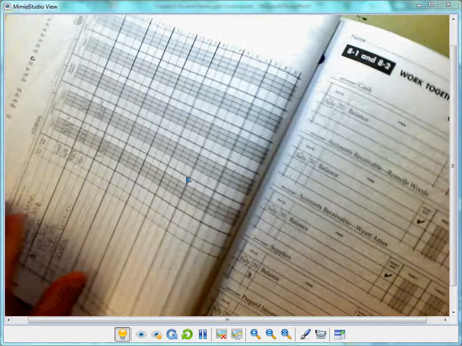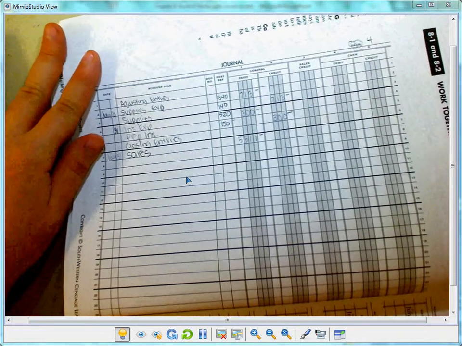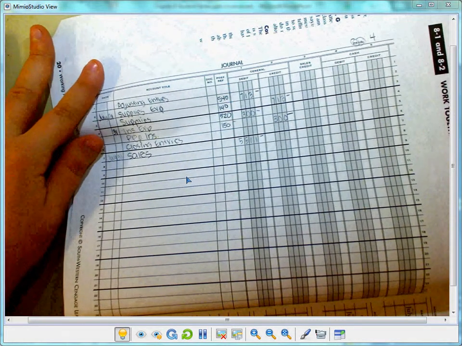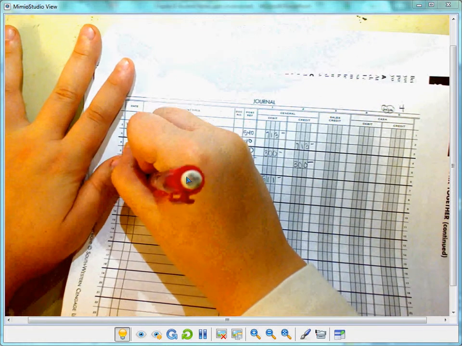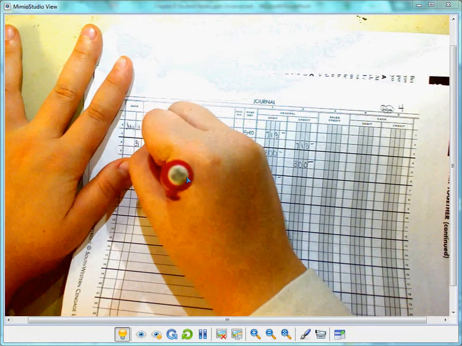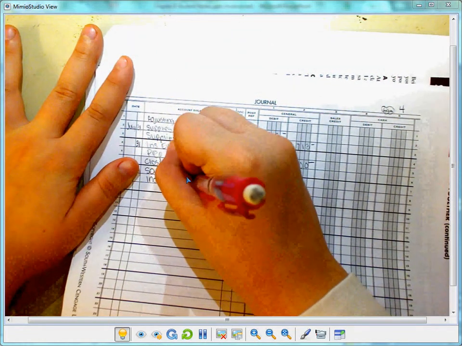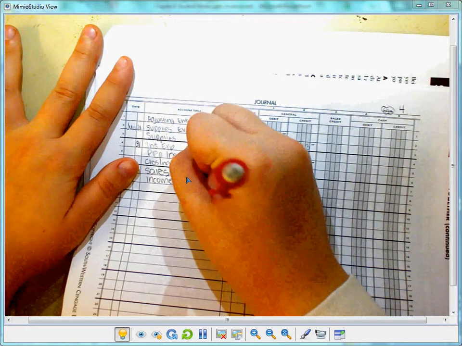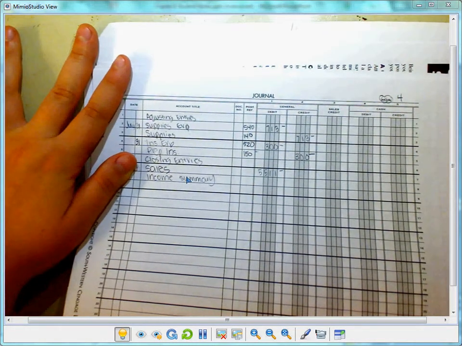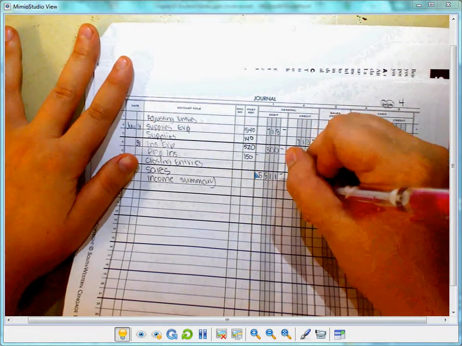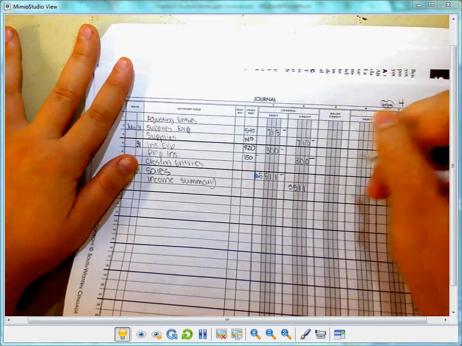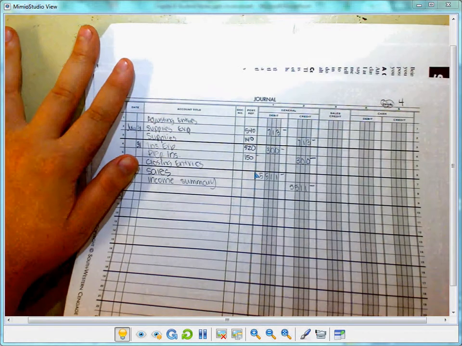And what are we closing it to? Income summary. So we're just going to write that on the next line. Income summary. And it's a credit of $5,511. Okay, I'll flip back over to 157.